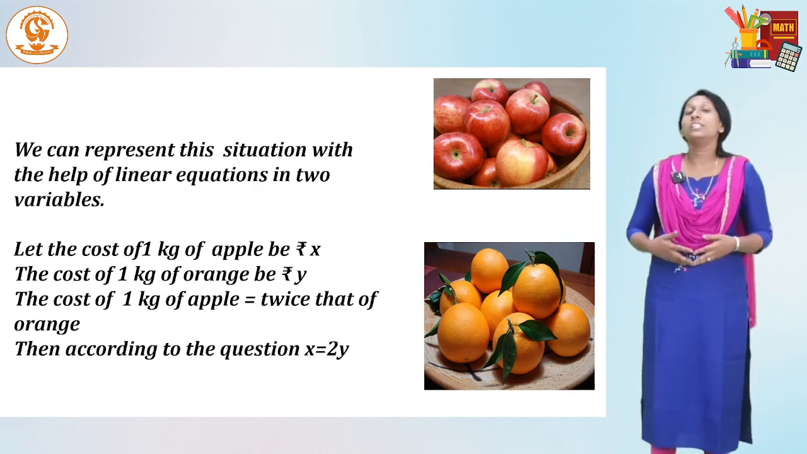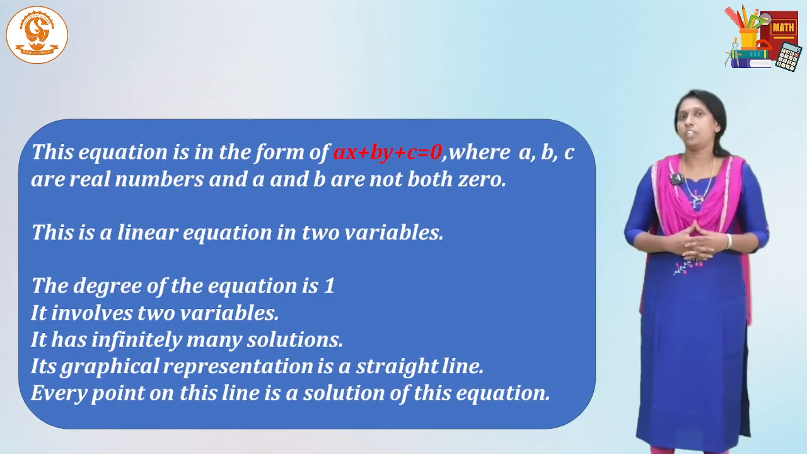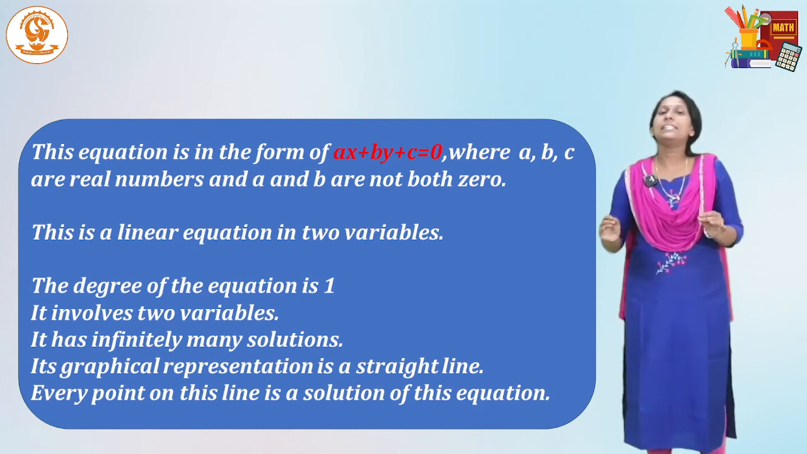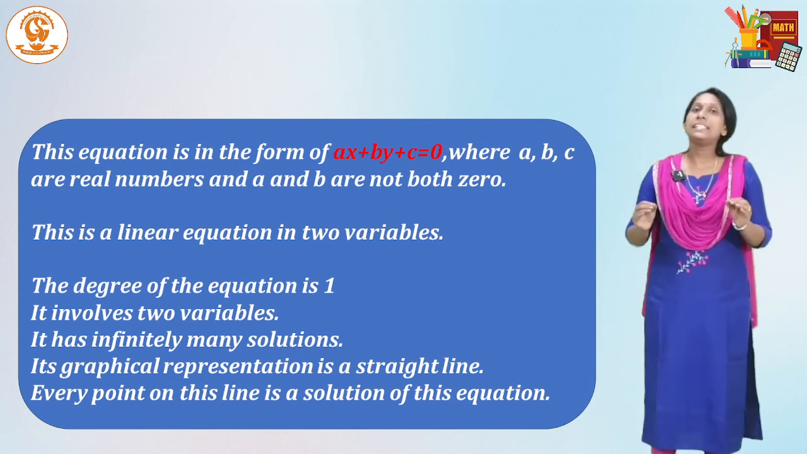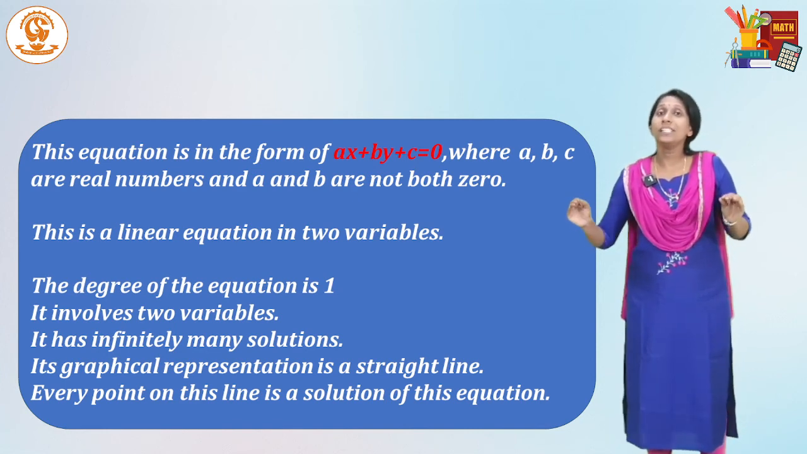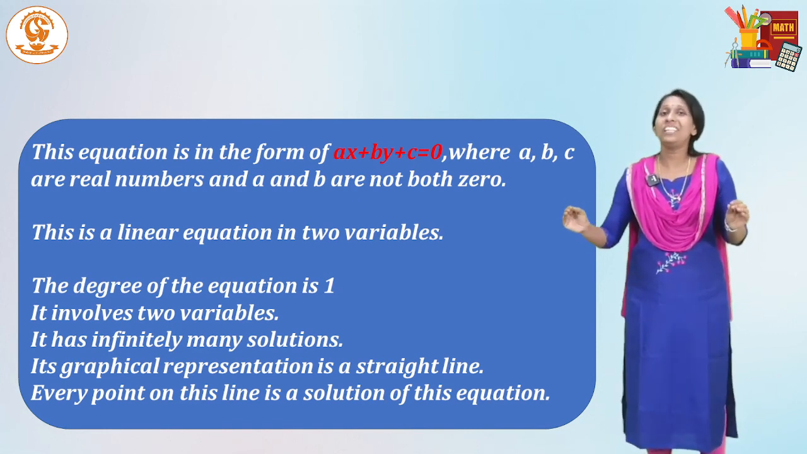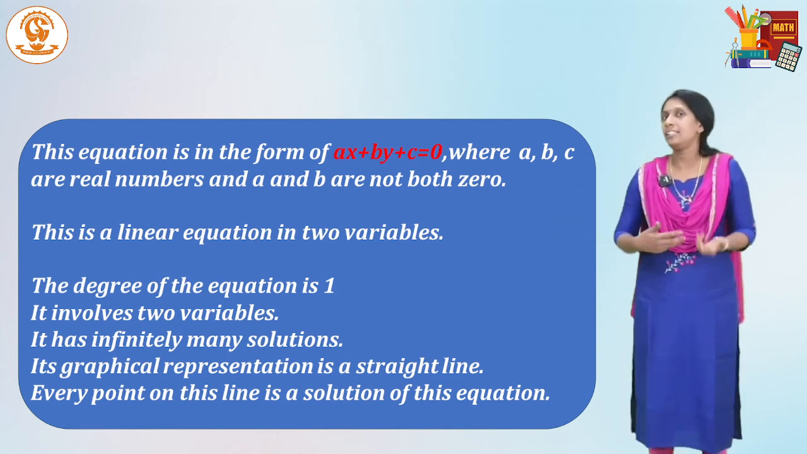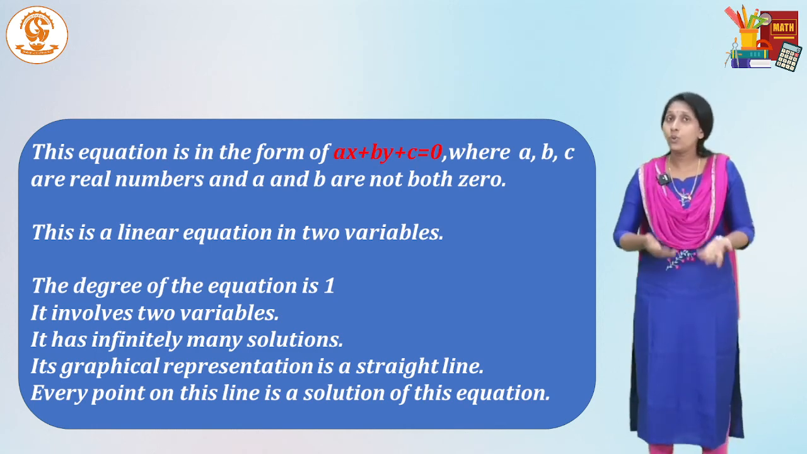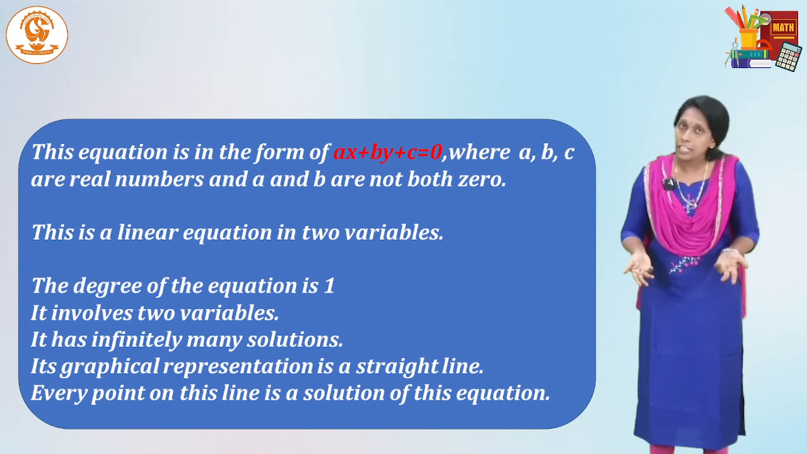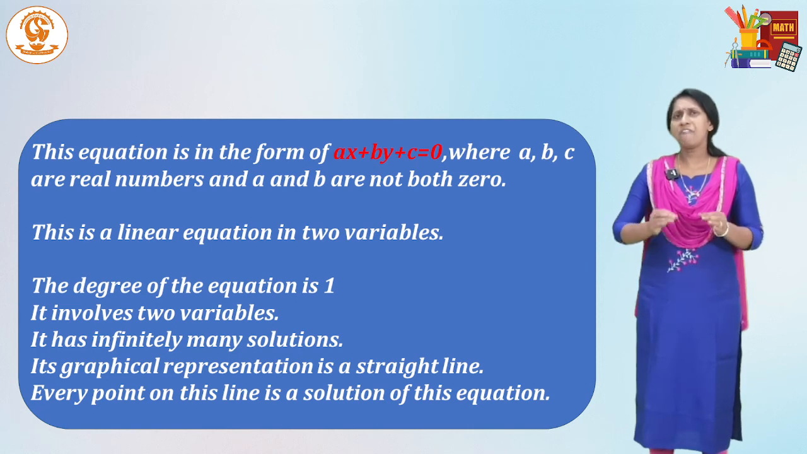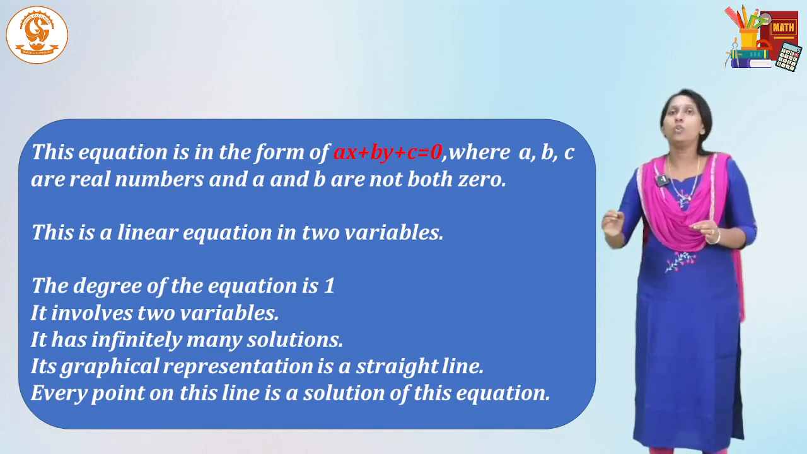So let's see what is the general form of a linear equation in two variables. ax plus by plus c is equal to 0, where a, b, c are real numbers and a and b are not both 0. This is the standard form of a linear equation in two variables. You all know that, isn't it? As we discussed earlier, the degree of this equation is 1. It has two variables and it has infinitely many solutions. Its graphical representation is a straight line, and every point on this line is a solution of this equation.